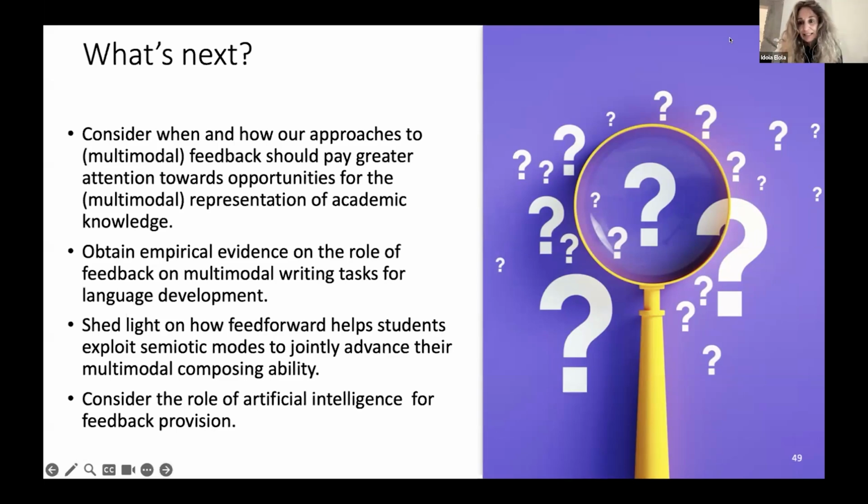Also, and finally, once again, the elephant in the room: the issue is not whether ChatGPT or any other artificial intelligence tool is a friend or an enemy, but how we can use them to support our feedback practices in the heritage and second language classroom.